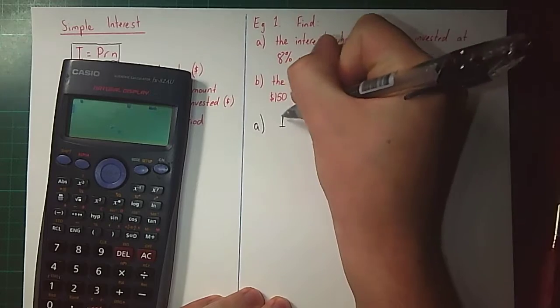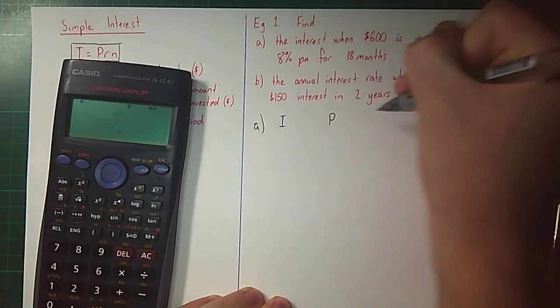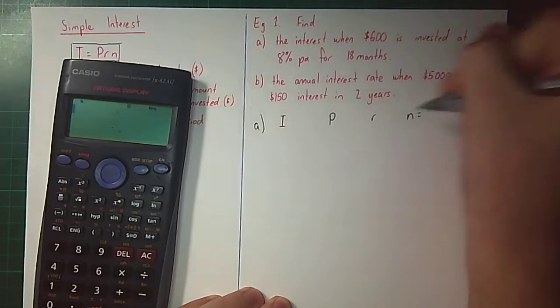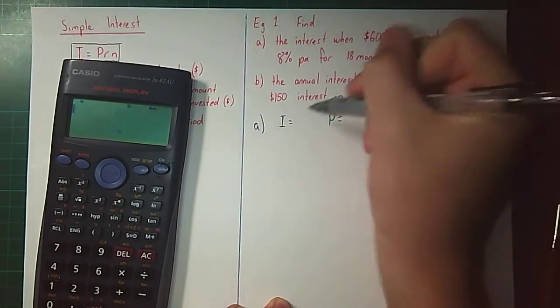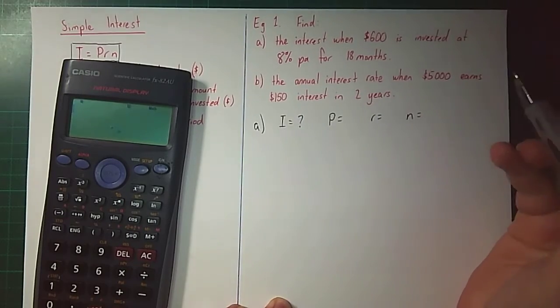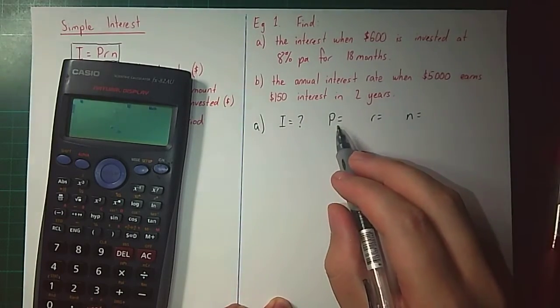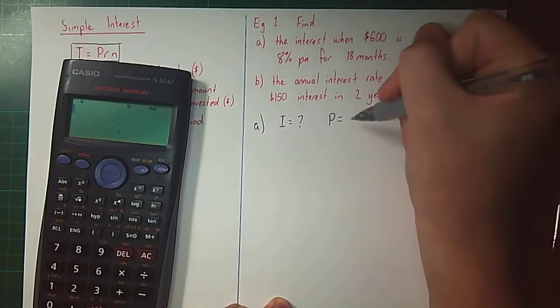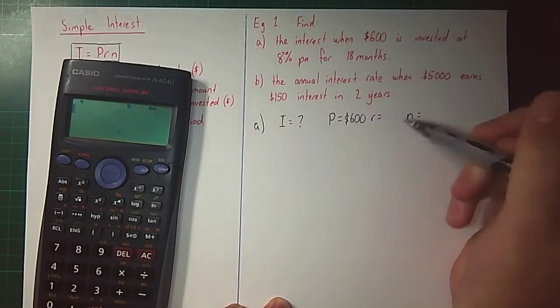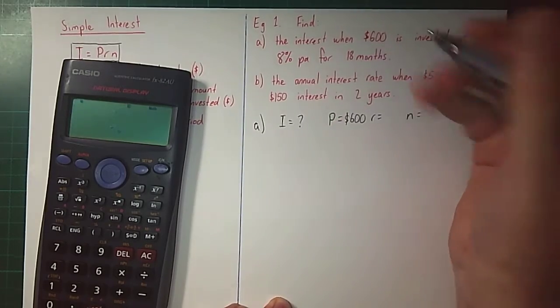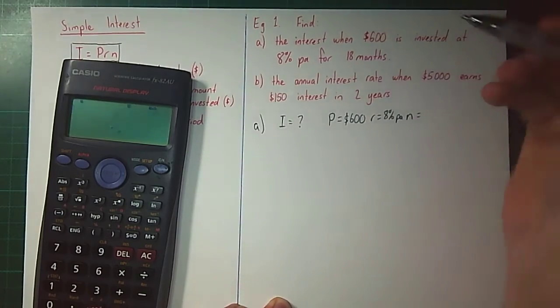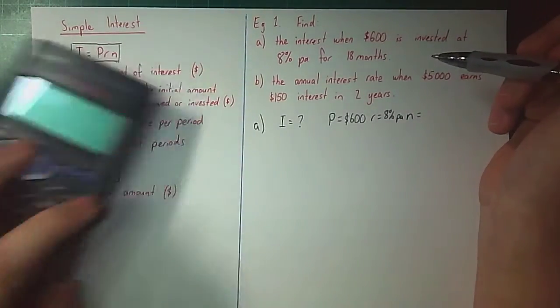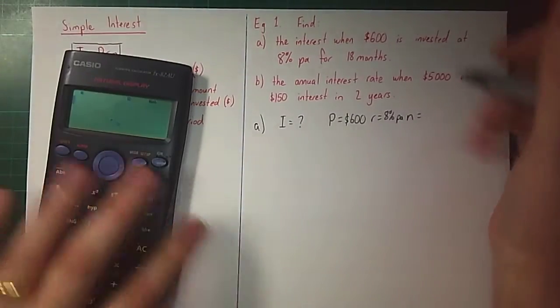So for the formula for I equals PRN, what do we know? Well, we don't know the interest. It's asking us to find the interest. So that's the main thing we're trying to find. Now the P, the principal, $600 is invested. So that's our principal there. That's how much we start with. The rate, invested at 8% per annum, so the rate is 8% per annum, and N is the number of periods, so that's going to be 18 months.